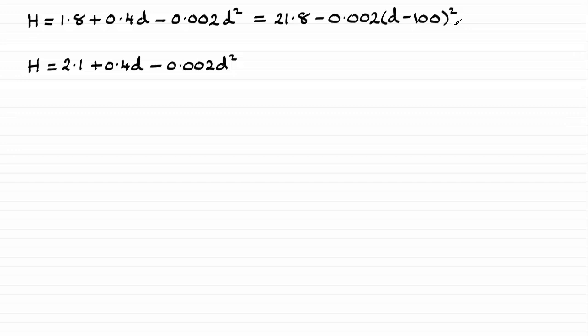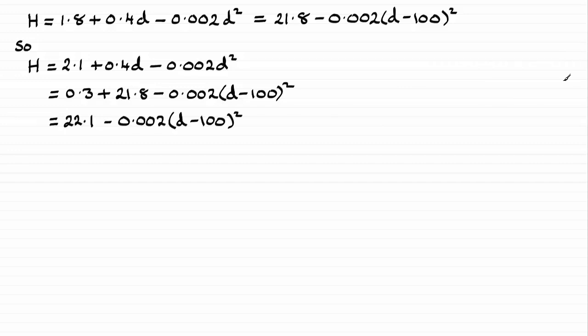So all I've got to do is just add 0.3 to the 21.8. And if we do that, we end up with the 0.3 added to the 21.8, and it gives us 22.1 then, minus what we had before. And in this form, it makes it very easy to be able to determine the maximum height.